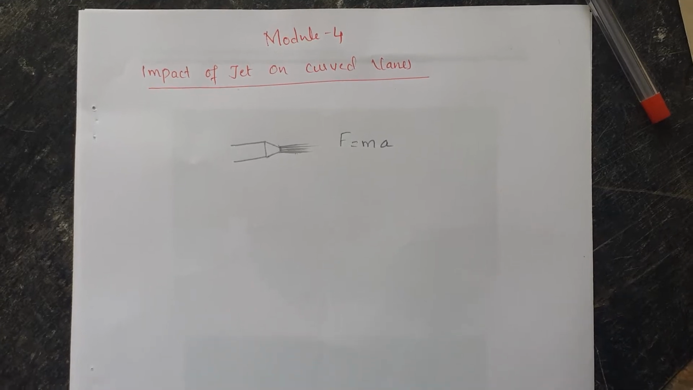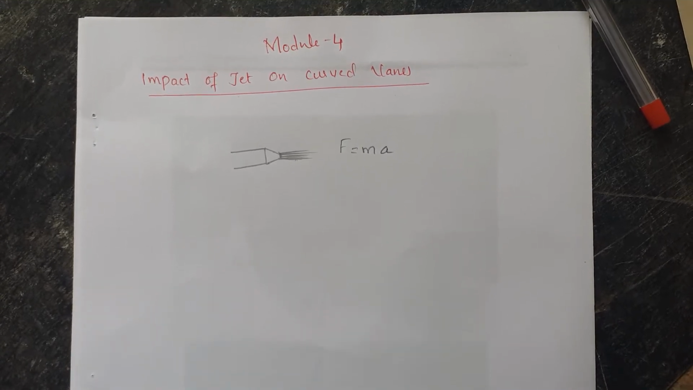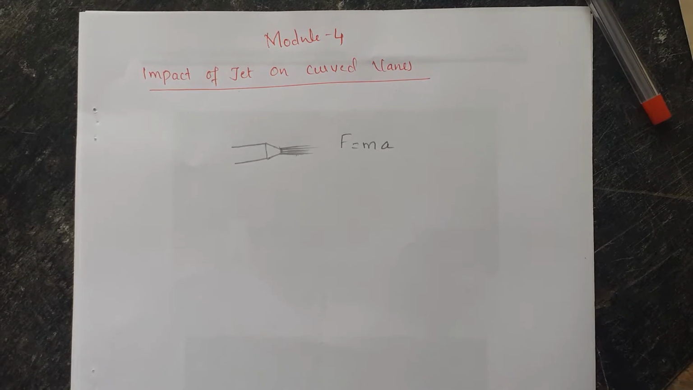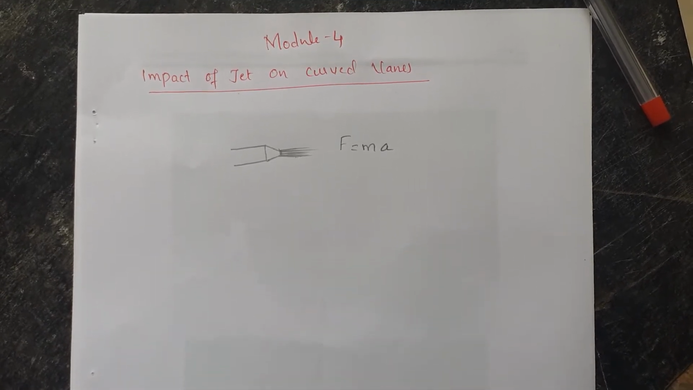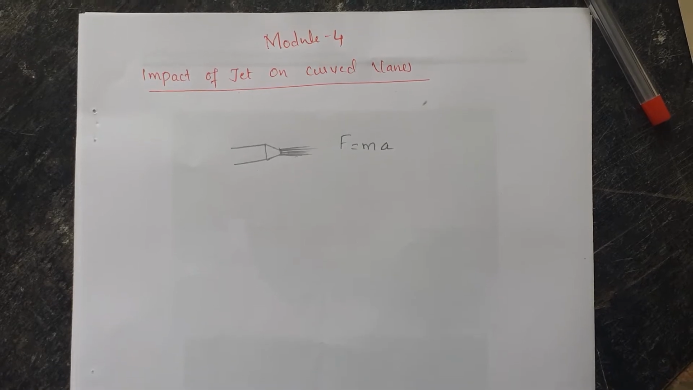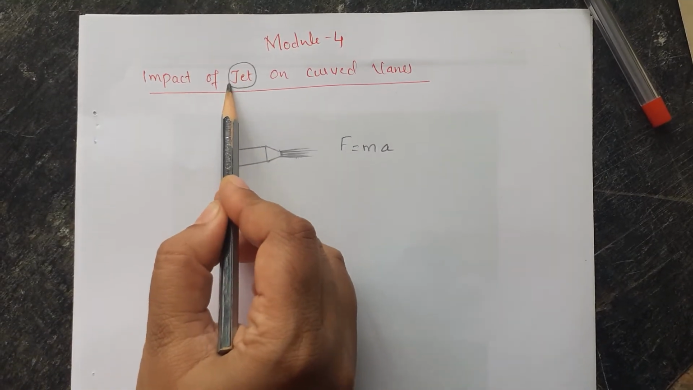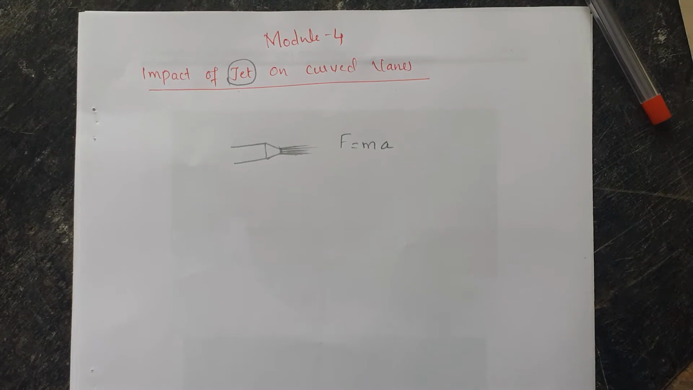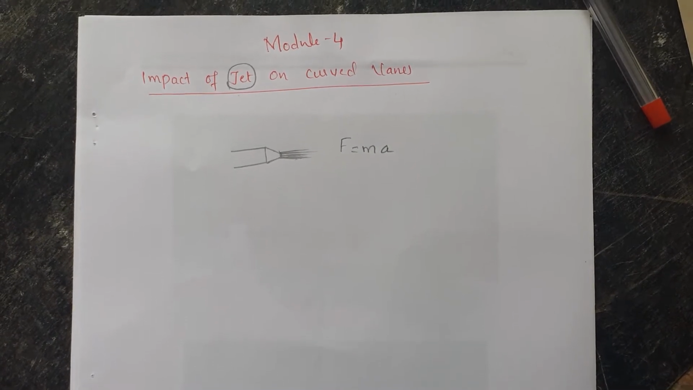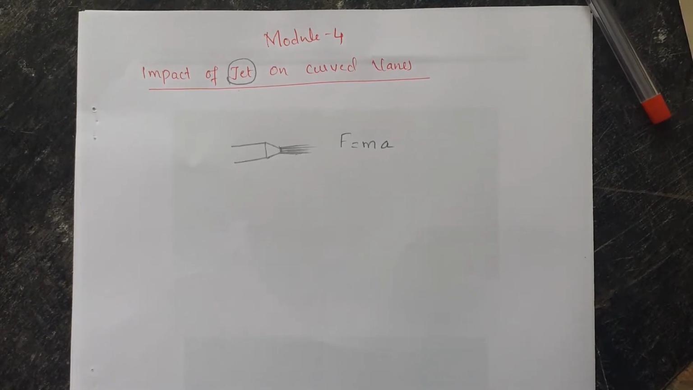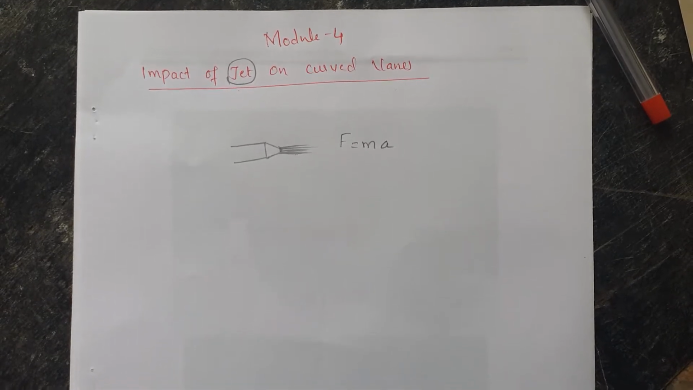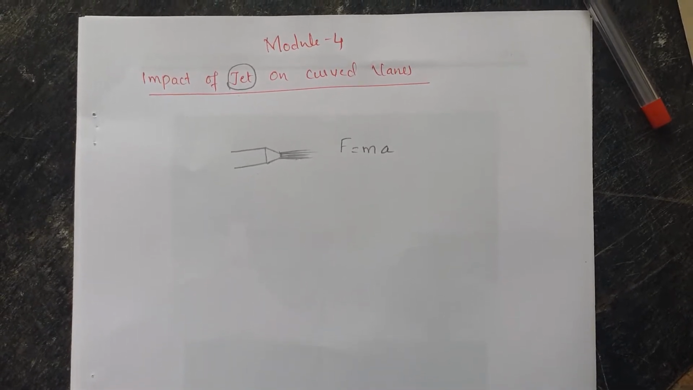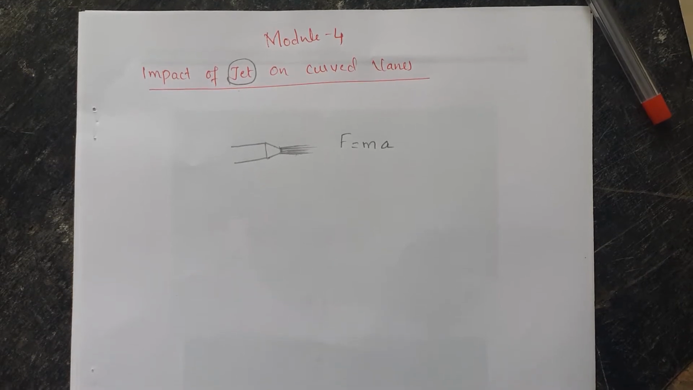Hello everyone. So now let us start with module 4, which is the impact of jet on the curved vanes. Before moving on to the topic, let us see what we mean by a jet. A jet is nothing but a fluid moving with a high velocity. Generally, a nozzle is used to increase the kinetic energy of the fluid.